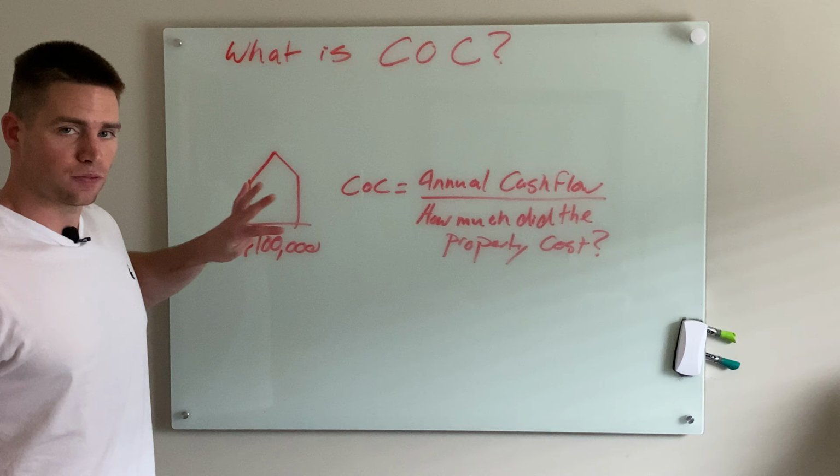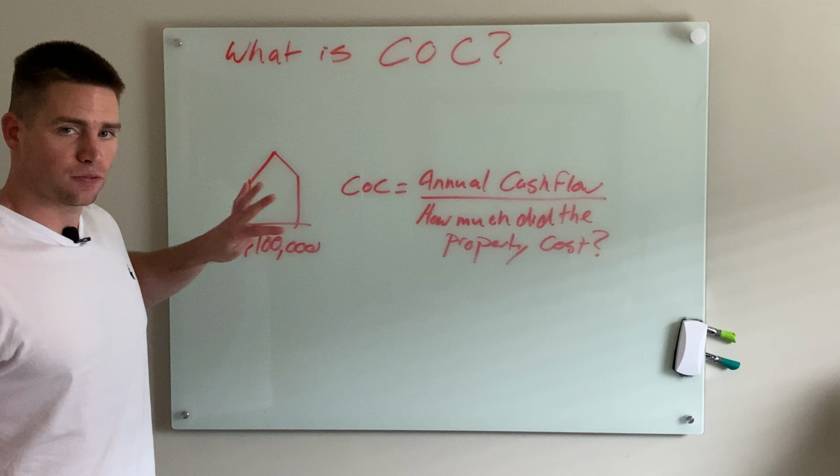First thing we want to look at, let's just say we have a house here, and let's say we buy this house for $100,000, and let's say we buy it for all cash, okay? So what we want to look at is cash on cash equals annual cash flow, so how much cash flow we make in a year, divided by how much did the property cost me. Okay, so cash on cash is annual cash flow divided by how much did the property cost me. So let's look at this example.